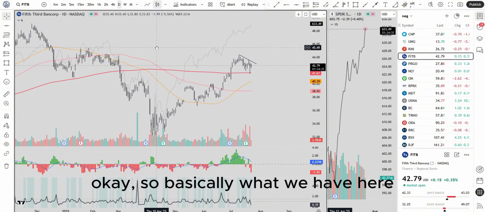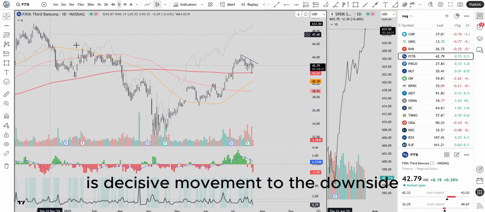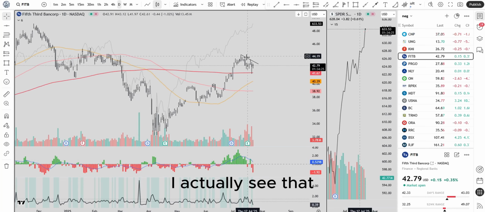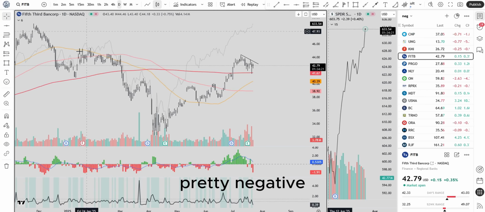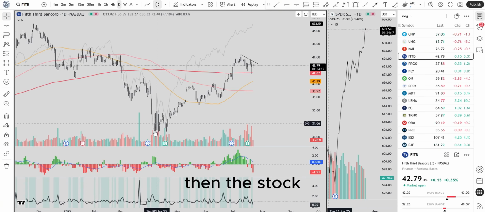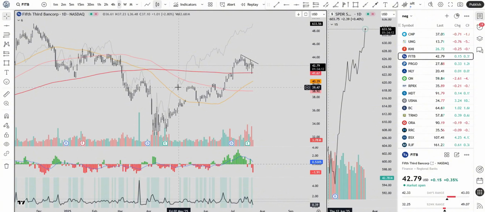Yeah, okay. So basically what we have here is decisive movement to the downside. You can see pretty clear negative divergences happening here. I actually see that we analyzed this stock a couple of days ago. Pretty negative divergence here on this side. Then the stock actually found support here on high volume.